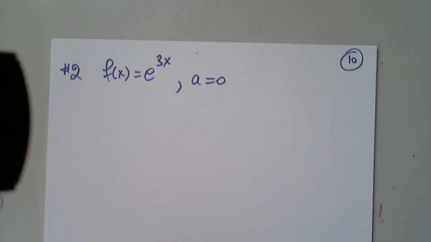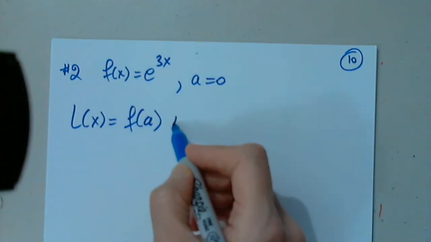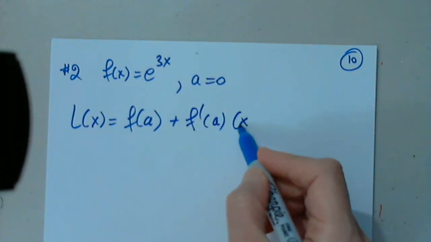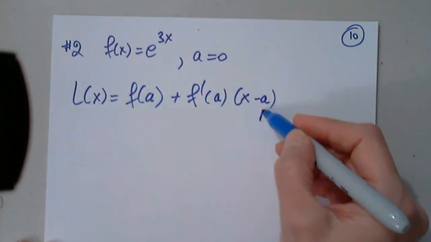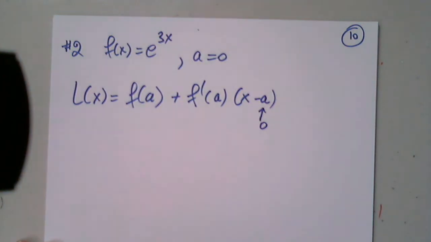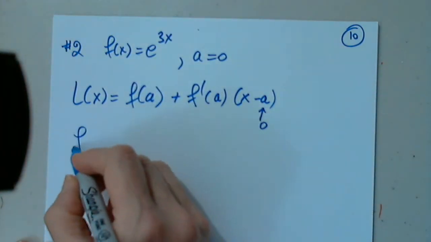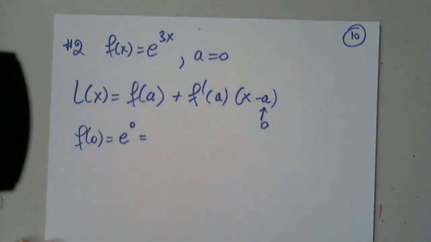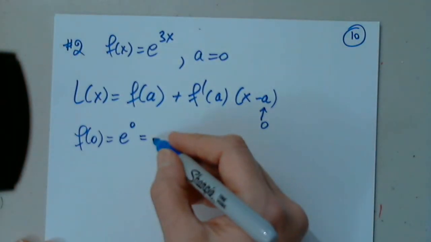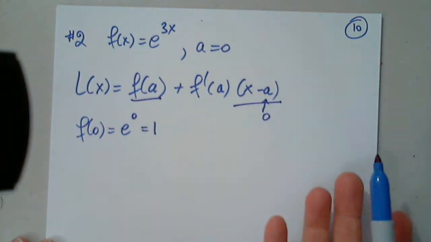They want the linearization. So I know the formula. This is f of a plus f prime of a, x minus a. So a is 0. I have to find f of 0. So f of 0 will be e to 0. How much is that? 1. Perfect. So this is done. This is clear. It's just x.